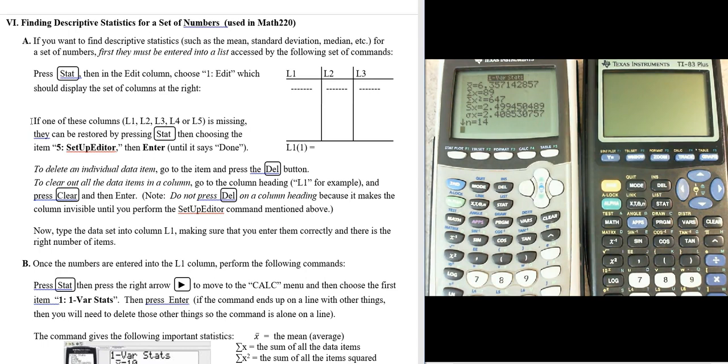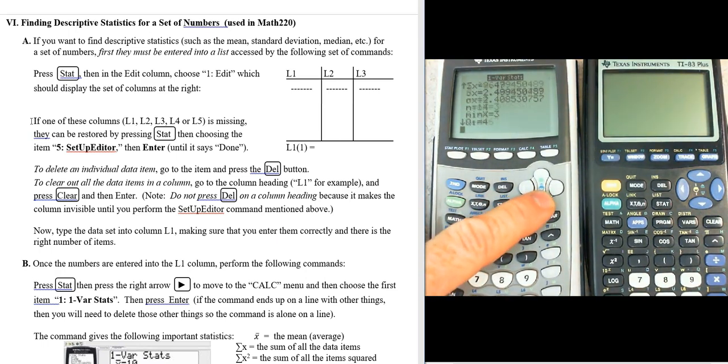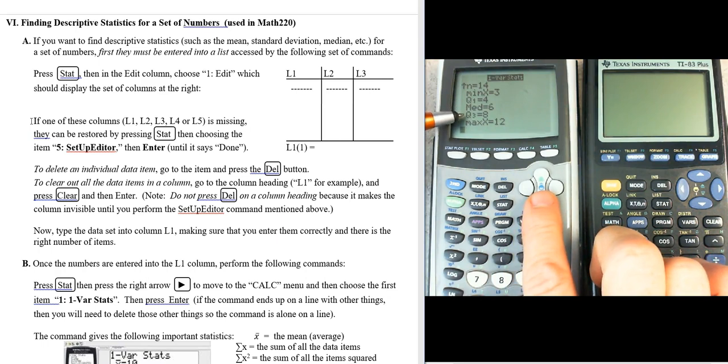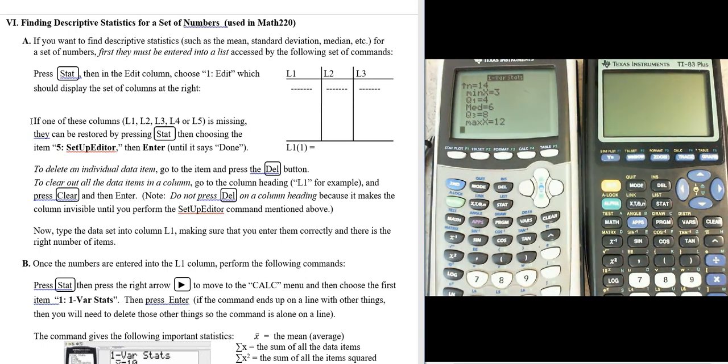All right. So what are these symbols? Well, x bar, that's the average or the mean. This is the sum of all the x's, 89. This is the sum of all the x's squared. This is the standard deviation of the sample, and this is the population standard deviation. And then it tells you how many numbers there are. It also tells you the minimum number. It also tells you the Q1. We'll talk about that in statistics later. The median, which is 6, Q3, and the maximum value. So it gives you several numbers from that set of data.